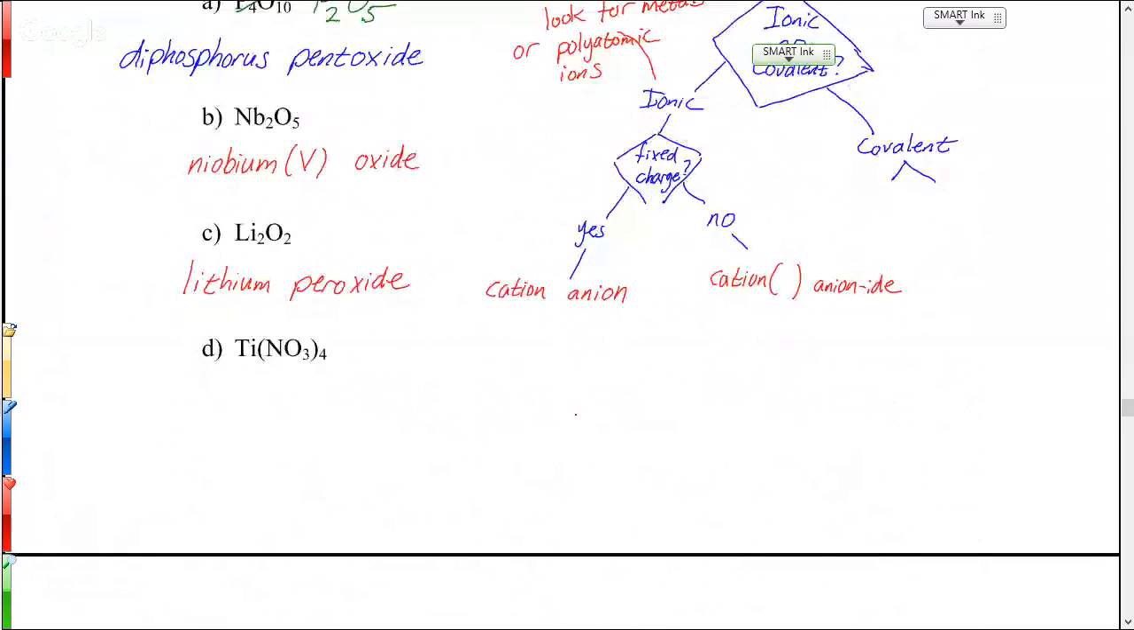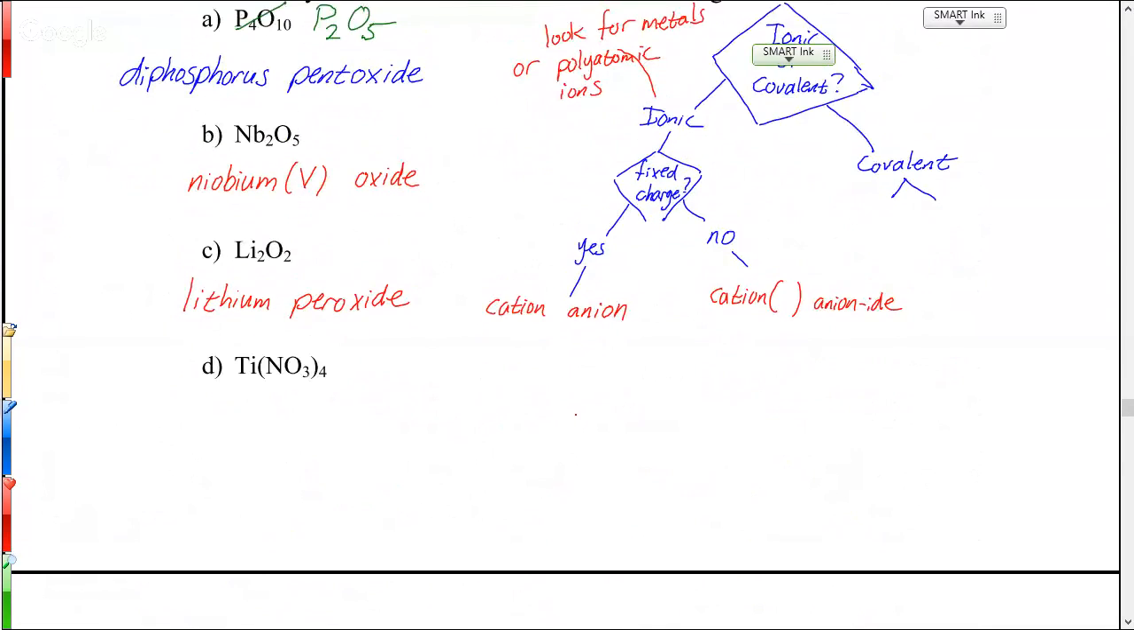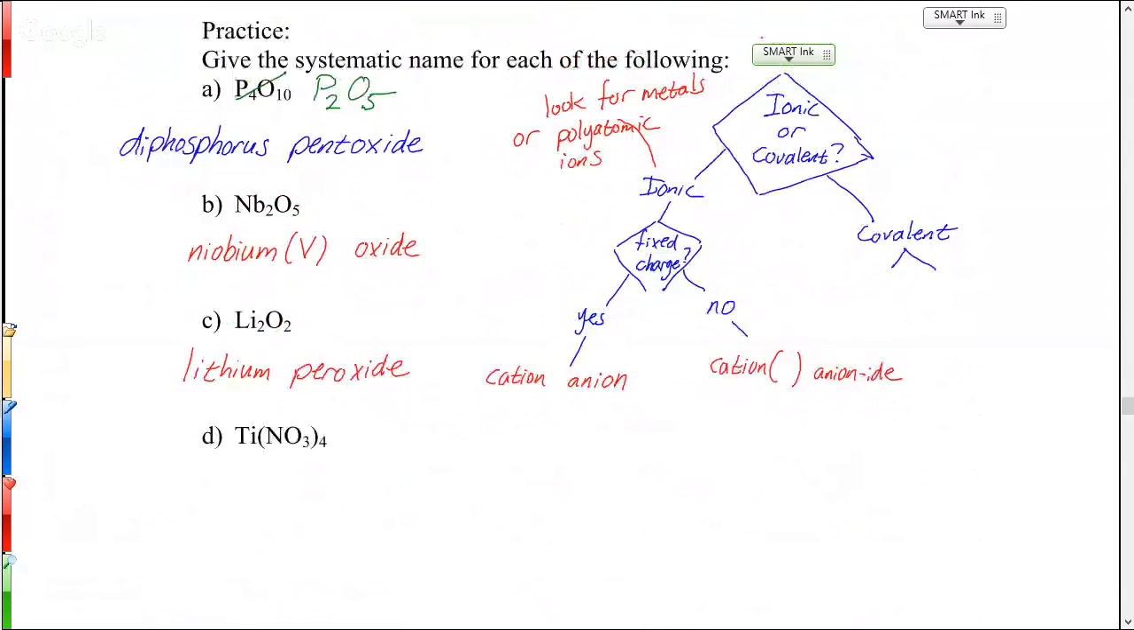And then finally, what would this last one fit into? So is it ionic or covalent? How do we know it's ionic? Yeah, titanium. Well, yeah, or there's a polyatomic ion. Yeah, both. There's a metal, there's a polyatomic ion. So which category does it fit into? Fixed charge or not? Fixed charge or variable charge? Yeah, variable. Titanium is going to be one of those ones in the middle.